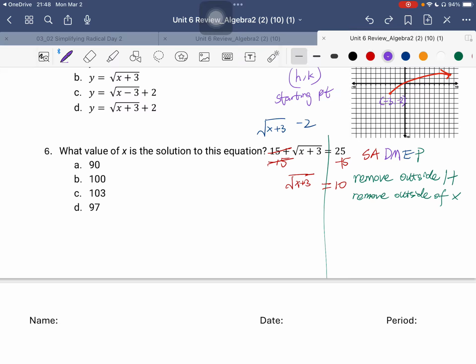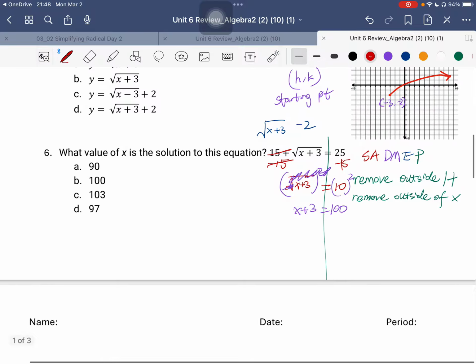No. Okay. Now let's remove the exponent. What's the opposite of square root? It is square. So we square on both sides. My square root and square got canceled out. So x plus 3 equal 100. And then to leave x alone by subtracting 3 on both sides. Pick your final answer.